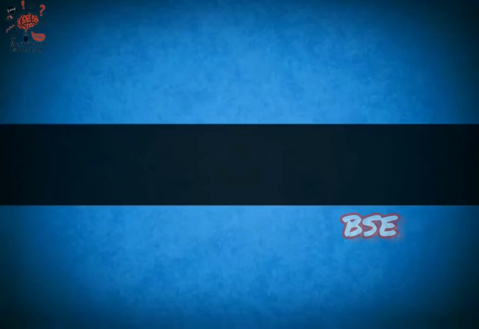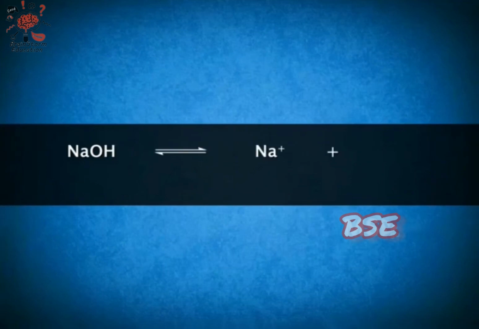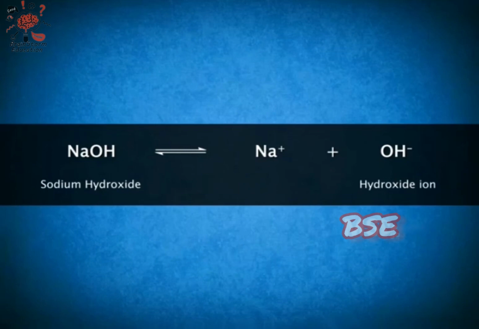When acid dissolves in water, it gives H+ ions. Example: hydrochloric acid gives H+ ions and Cl- ions. When base dissolves in water, it gives OH- ions. Example: sodium hydroxide solution gives OH- ions and Na+ ions.